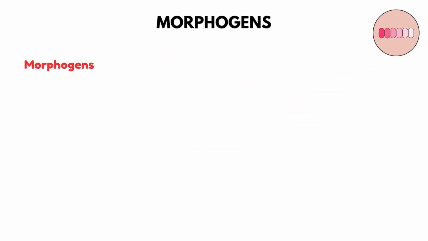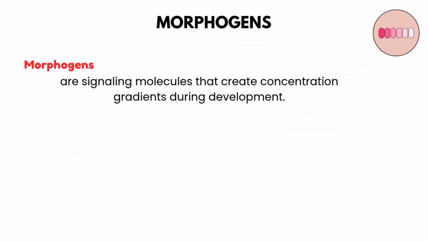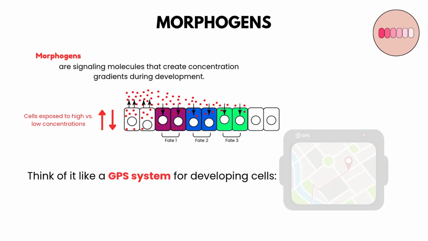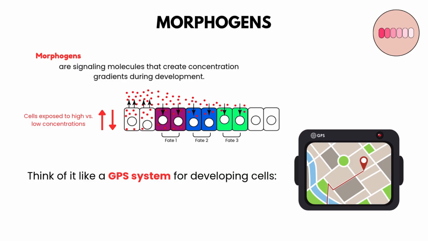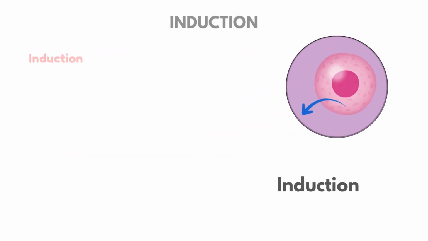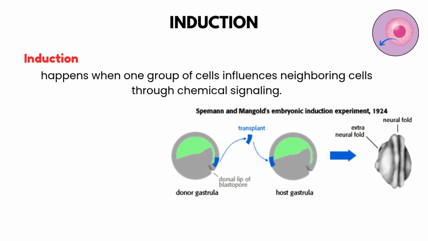Morphogens. Morphogens are signaling molecules that create concentration gradients during development. Cells exposed to high versus low concentrations interpret these signals differently, leading to different cell fates. Think of it like a GPS system for developing cells. Position determines identity. Induction. Induction happens when one group of cells influences neighboring cells through chemical signaling. It's how tissues talk to each other during organ formation.